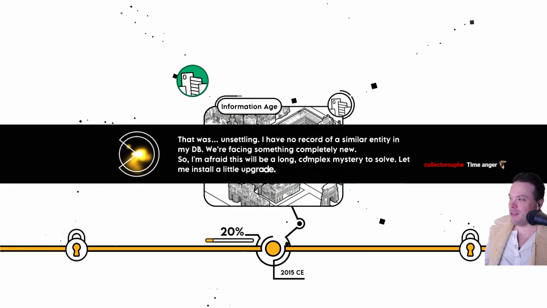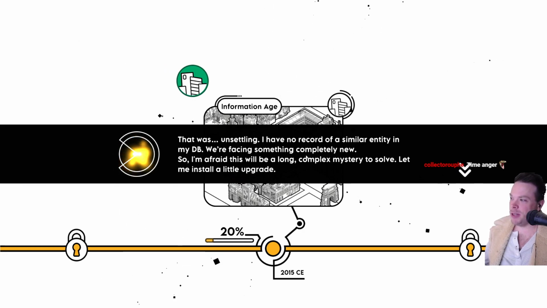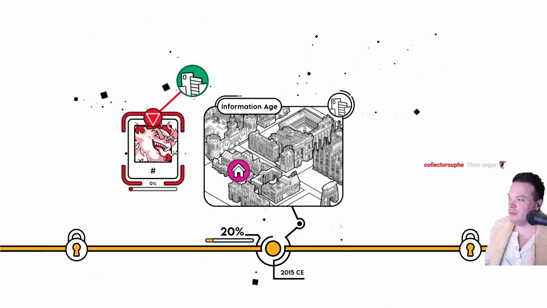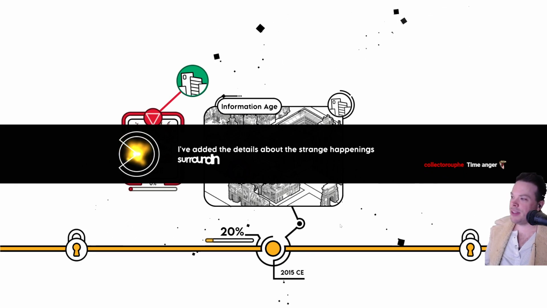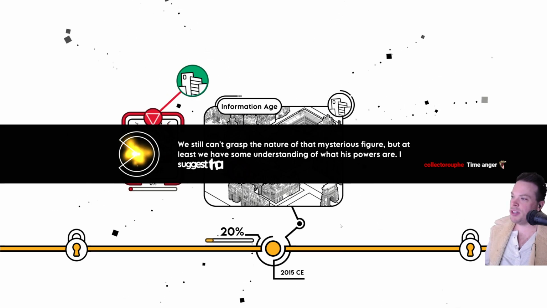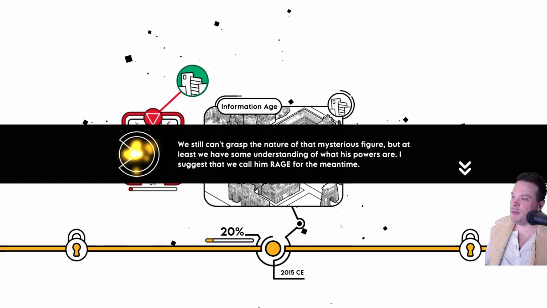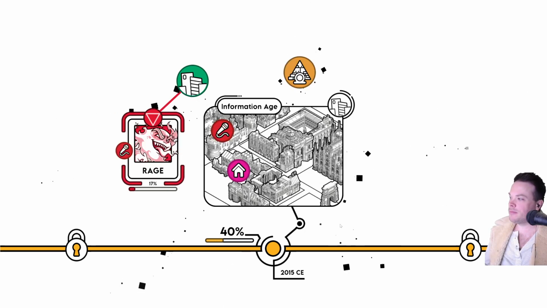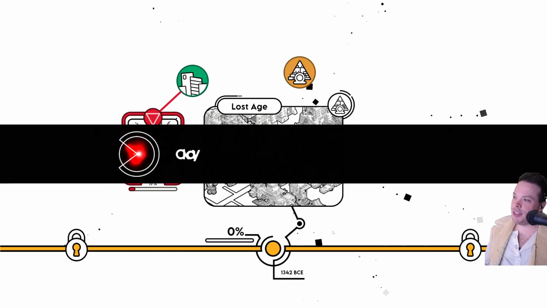That was unsettling. I have no record of a similar entity in my database. We're facing something completely new. I'm afraid this will be a long, complex mystery to solve. Let me install a little upgrade. Done. I've added the details about the strange happenings surrounding the last case. We still can't grasp the nature of the figure, but at least we have some understanding of what his powers are. I suggest that we call him Rage. For the meantime... Alert. New Nexus event detected.